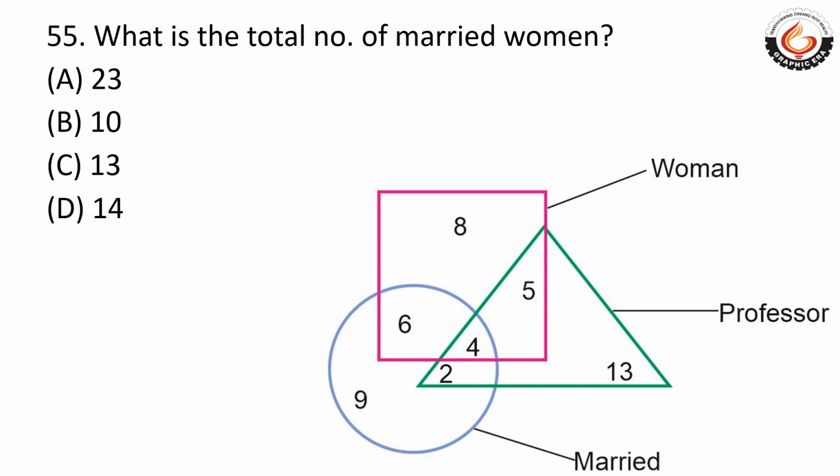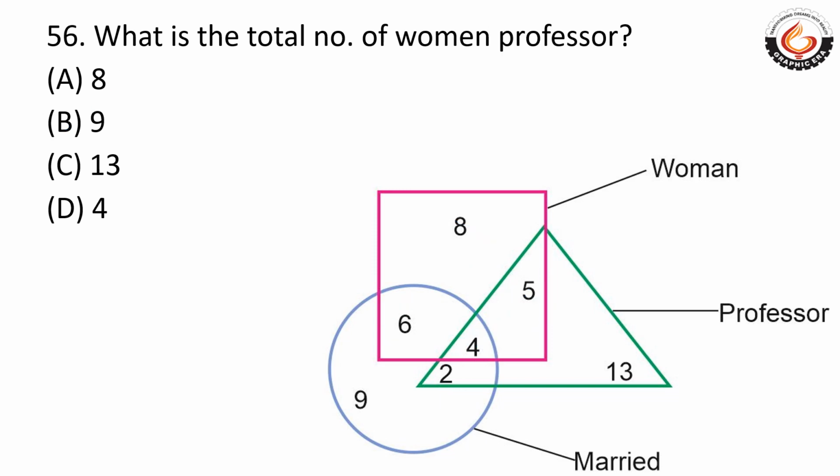What is the total number of married women? Women and married. These are unmarried. So married are 6 and 4. We cannot count this 2 because this is not under the category of woman. So the answer is this 10. Married woman. This 9 and 2 are married but not women.